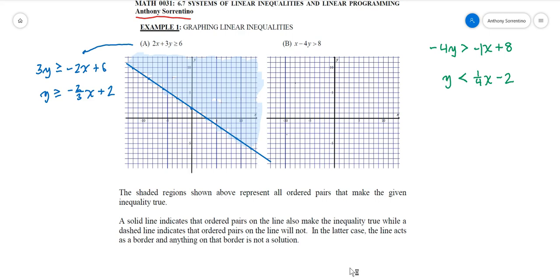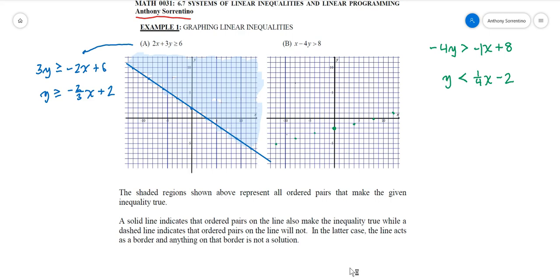What I'm going to do is graph this line again. So I'm going to go down negative 2 on the y-axis and go up 1, right 4, up 1, right 4, up 1, right 4. I can also do down 1 and left 4, as well. Now, when I do this, anything along the line 1/4 x minus 2 is not going to make this true.